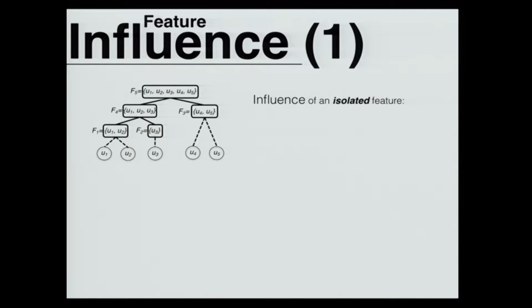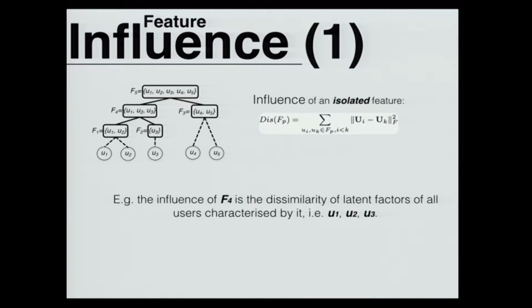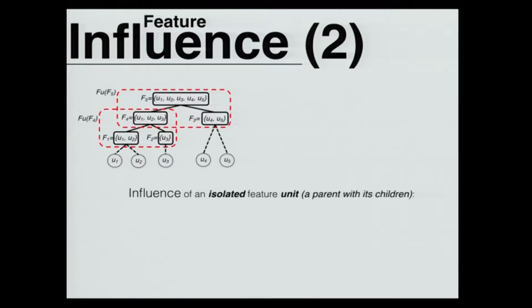Now consider an isolated feature in a hierarchy. We model the influence of an isolated feature, meaning that we only look at this feature without considering the connections to other features. Such influence we model by the dissimilarity of users. If we consider the user feature hierarchy, we model it as the dissimilarity of user latent factors only for those users that are characterized by the feature. For instance, the influence of feature F4 is defined as the similarity of latent factors of all users characterized by it, namely U1, U2, and U3. Now we continue to a feature unit, which is a combination of a parent feature and the children features.